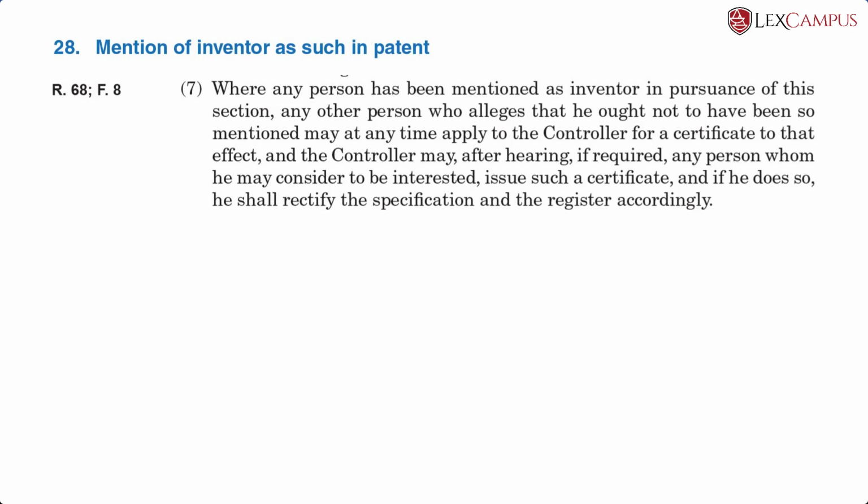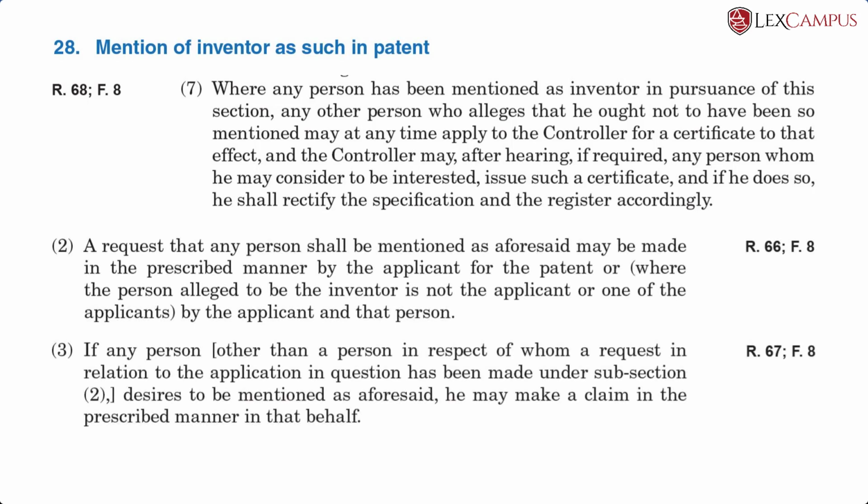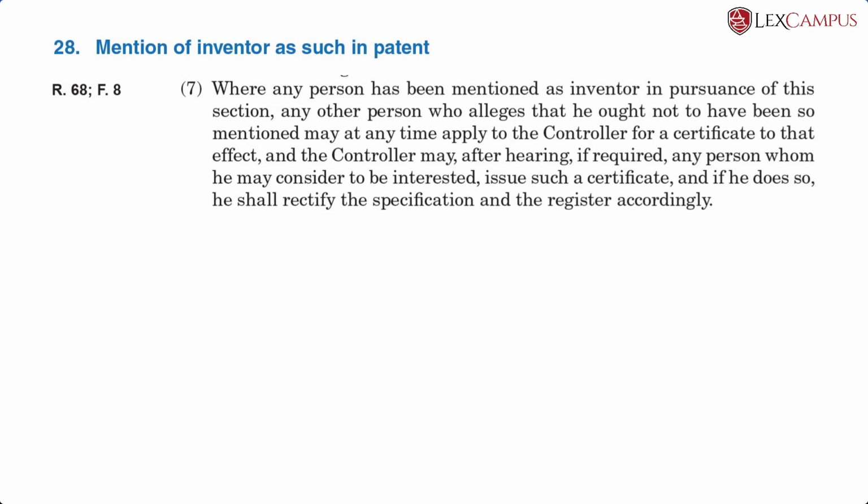This subsection 7 comes into play after a proceeding under subsection 2 or subsection 3 has happened. There is a proceeding that has happened, the controller has corrected and added a name as an inventor. That proceeding has already happened. Under 2 or under 3, a person's name has been added. Now, another person feels that this person is not the inventor, his name has been wrongly added.